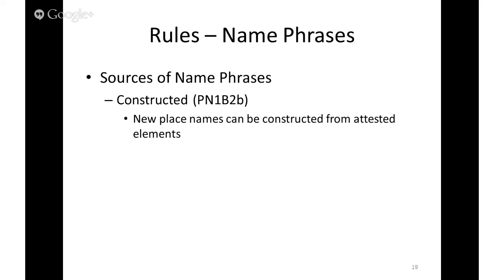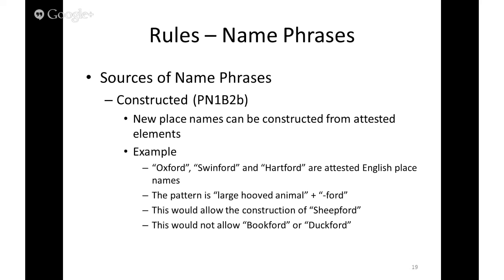Place names can be constructed from attested elements, but we're pretty strict on these. So, for example, suppose you have Oxford, Swinford, and Hartford as English place names. So the pattern is not, something Ford. The pattern is large hoofed animal plus Ford. So you can use this to construct Sheepford. You don't get to construct it to make it Duckford or Bookford.